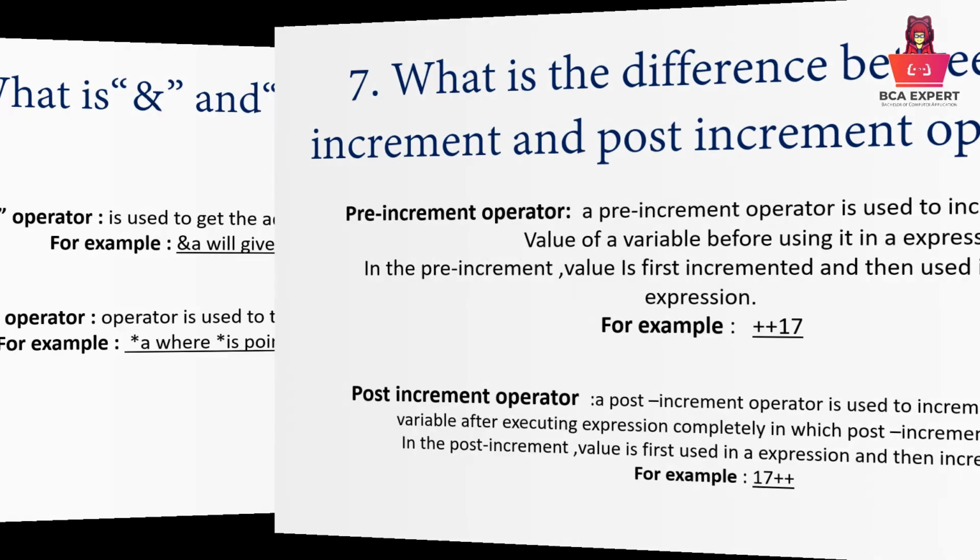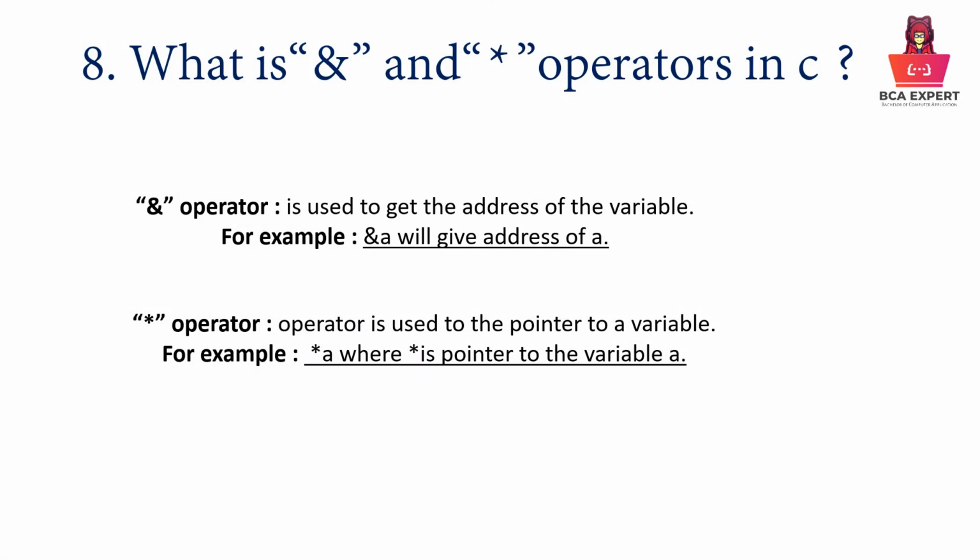So next one, what are the ampersand and star operators in C? The ampersand operator is used to get the address of the variable. For example, &A will give the address of A. The star operator is used as a pointer to the variable. For example, *A, where star is the pointer to the variable A.